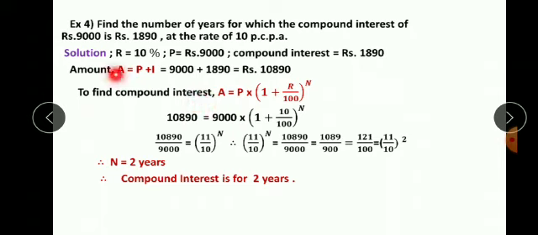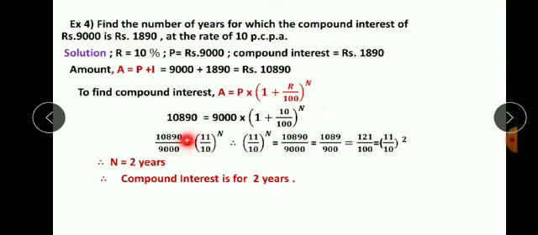Now to find compound interest, what will be the formula for amount? Okay. Now here this is the formula for compound interest. A is equal to P into 1 plus R upon 100 to the power N. Now the amount we have calculated just now, 10,890, is equal to what is P? P is the principal amount, that is 9,000 into 1 plus R upon 100. R is what? 10% per annum. So 10 upon 100, and N is not given. So we will calculate N.